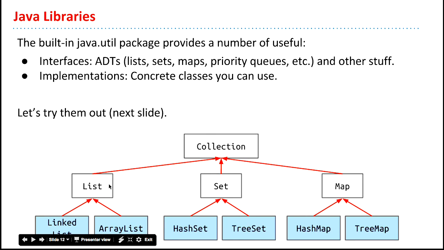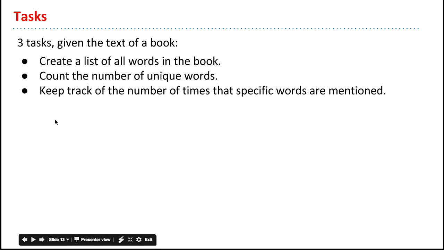Now, in the list abstract data type, there are two most popular implementations built in, which are the linked list and the array list. For sets, there's the hash set and the tree set. For map, there's the hash map and the tree map. And there are more than what I'm showing here, both abstract data types and implementations, but these are the 6 most popular implementations and the 3 most popular abstract data types. So let's try using them.